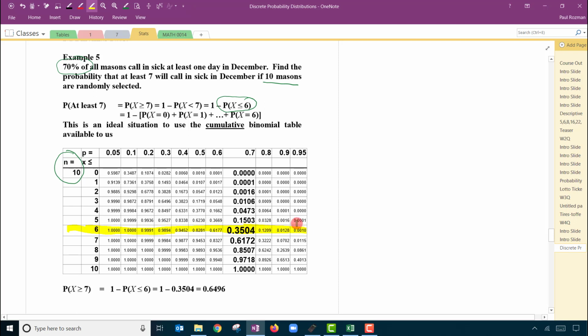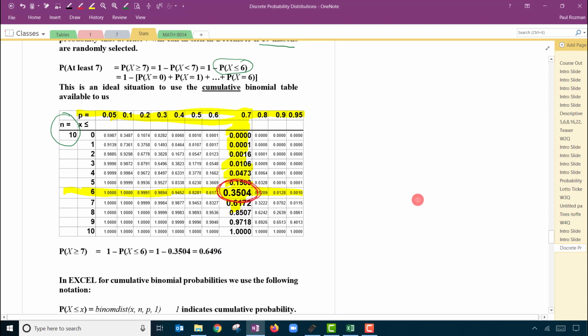And then we're looking for our probability of success. That goes across the top here. In our example, there's a 70% chance that they call in sick. So that's how we zero in on this answer. So pretty nice. In this case, we have to also remember it's 1 minus that. So it's going to be 1 minus 0.3504. There's a 64.96% chance that at least 7 will call in sick at some point in December if you have 10 Masons.